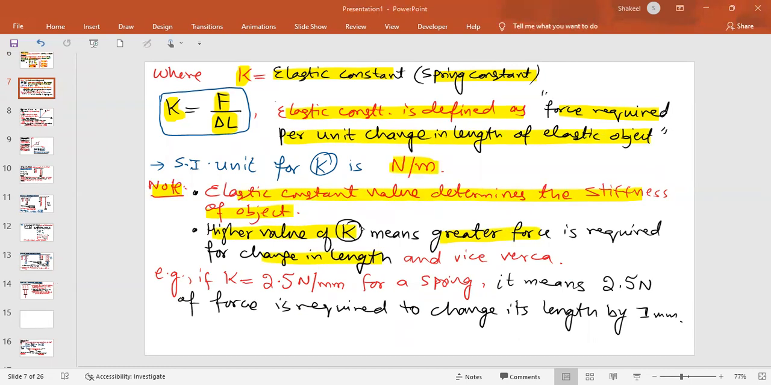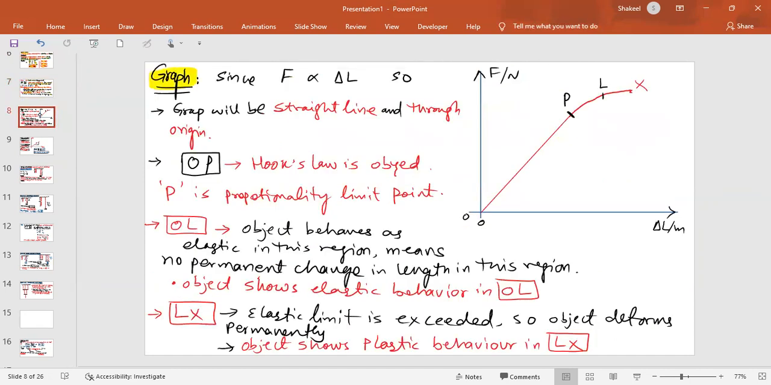Okay, now let's say if K is 2.5 Newton per millimeter for a spring, what does that mean? That means that in order to stretch that spring by 1 millimeter, you have to apply a force of 2.5 Newton. Okay, next is the graph. We know that from Hooke's law, F and change in length are directly proportional to each other. So if you plot a graph between this force and change in length, it would be a straight line passing through the origin.